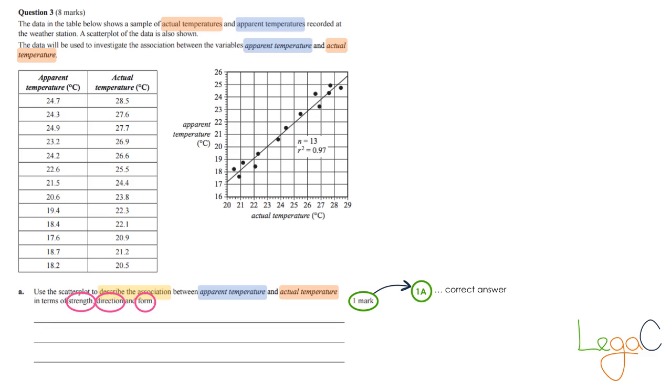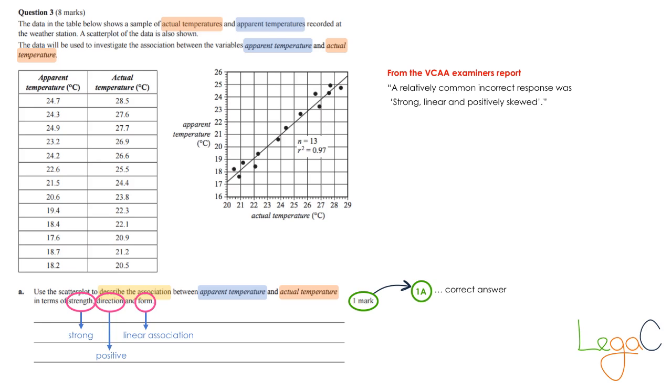By looking at the scatter plot, we can tell that this is a strong, positive, and linear association between the apparent temperature and the actual temperature. From the VCAA examiner's report, a relatively common incorrect response was strong, linear, and positively skewed.